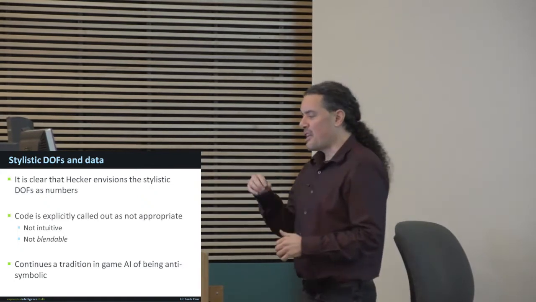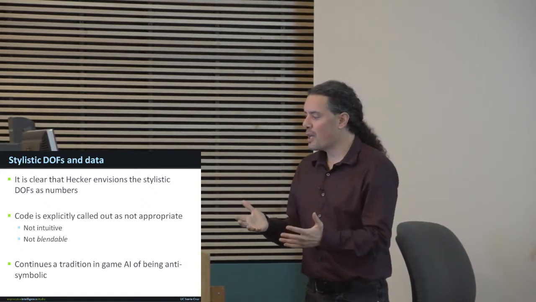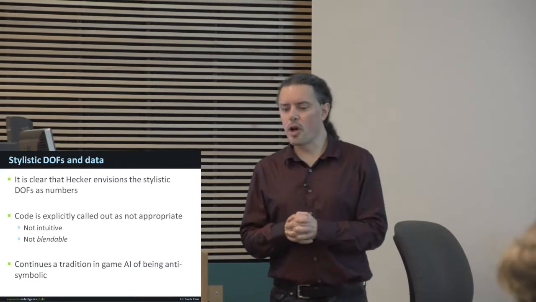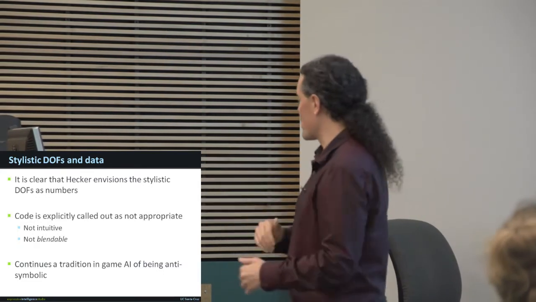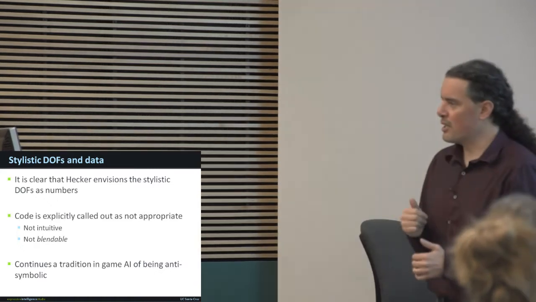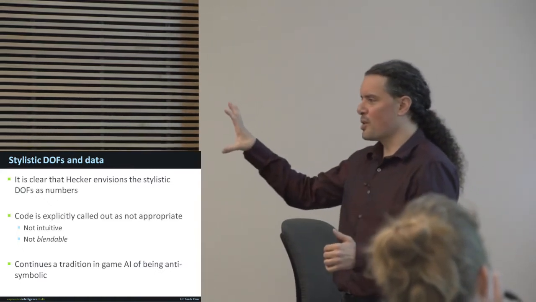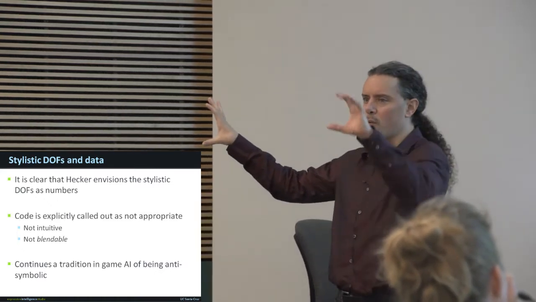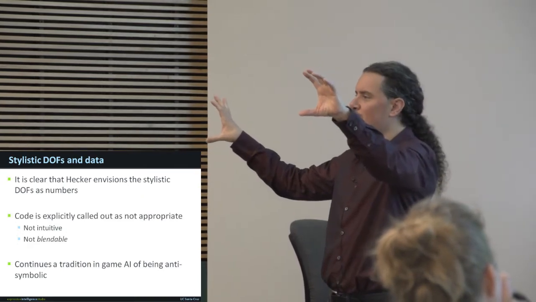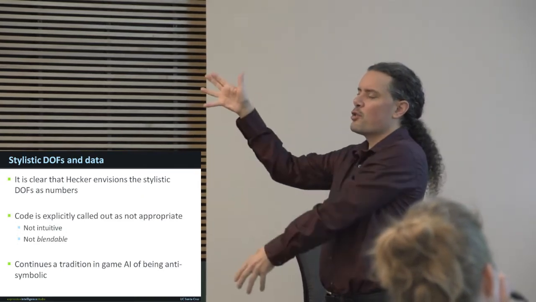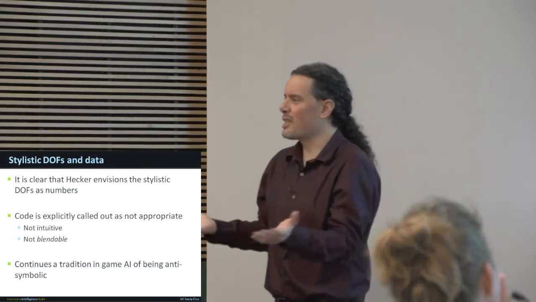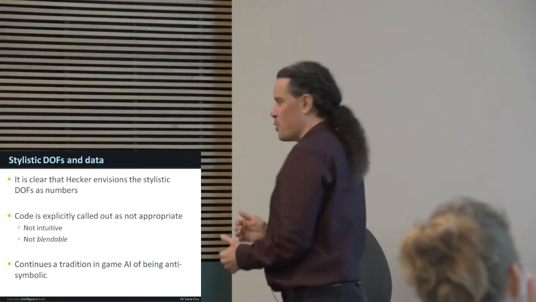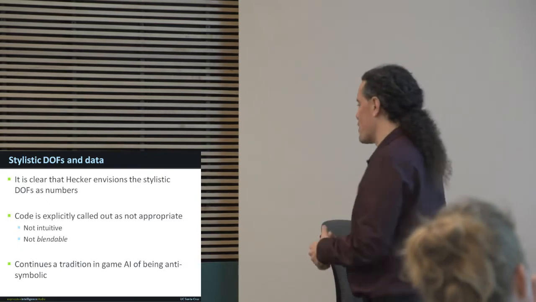And he explicitly called out code as not being appropriate, right? Because code is not intuitive in the same way that he would claim a bunch of numbers is, and it's not blendable in general. Like, here's a piece of C code I wrote, and here's a separate C function I wrote. Combine them together into a new function that does something useful, right? That's not something we really can do with code, but you can do that with two textures, for instance.